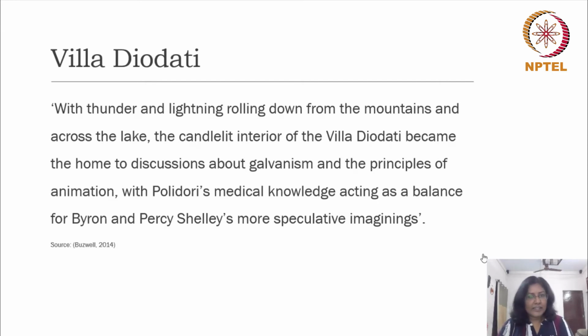So the candlelit interior of the Villa Diodati became the home to discussions of not only Gothic narratives, but also to subjects such as Galvanism and the principles of animation, bringing life back to inanimate things. With Polidori's medical knowledge, so we should remember Polidori is Byron's physician, and he brings the medical knowledge to the table, and there is a science which is balancing out the most speculative imaginations of Byron and Shelley.